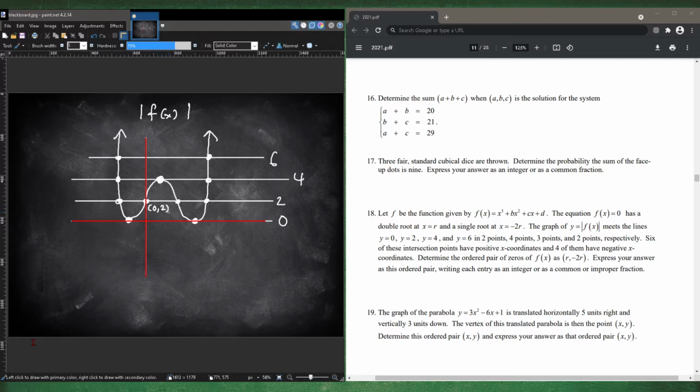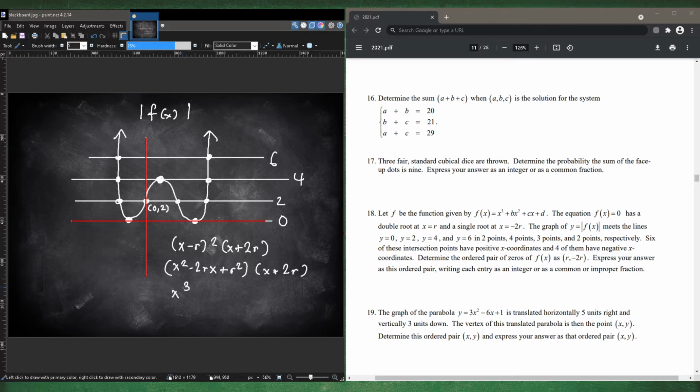And now we just need to find our general equation of our circle, I mean of our polynomial. So we know we have a double root at r and a single root at negative 2r. So expanding this out, that's (x squared minus 2rx plus r squared) times (x plus 2r).